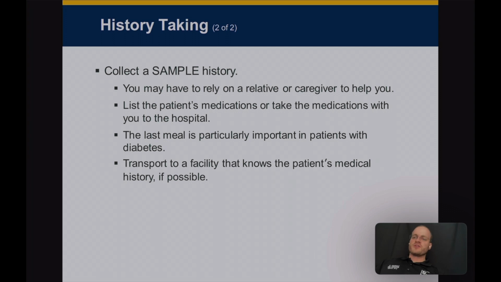So you'll collect a SAMPLE history. Again, you might have to rely on the caregiver or relative to help you with this. List the patient's medications. A lot of times I just take them with me to the hospital. The last meal is particularly important with patients with diabetes. Obviously, if they haven't eaten in 2 days or they just ate, that can change things. And transport to a facility that knows the patient's medical history if possible. If you're a quarter mile from Texas Health Resources and a quarter mile from Baylor, and the patient's been going to Baylor their whole life, and all their doctors are at Baylor, and their last 3 hospital admissions are at Baylor, take them to Baylor. Again, because all their history is in that system. Okay.